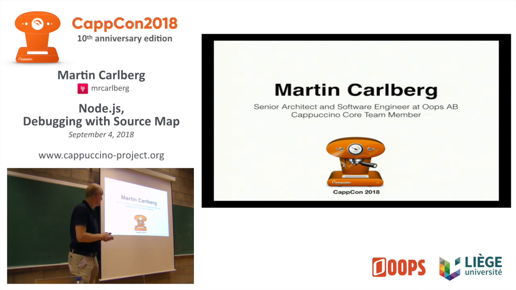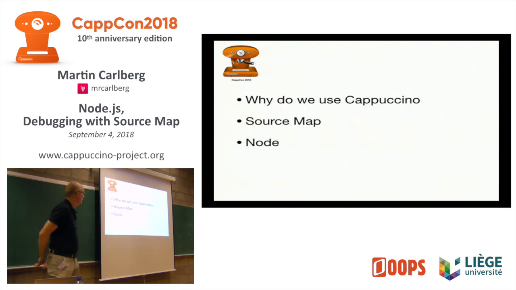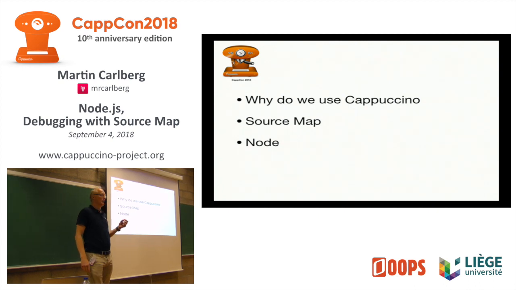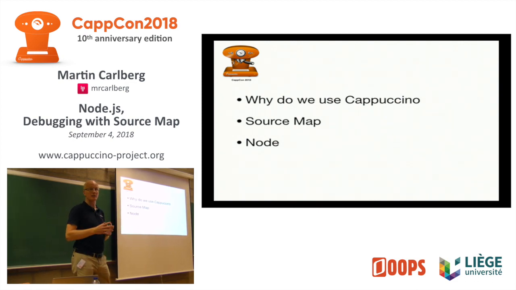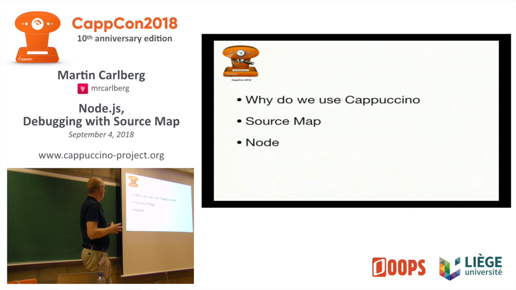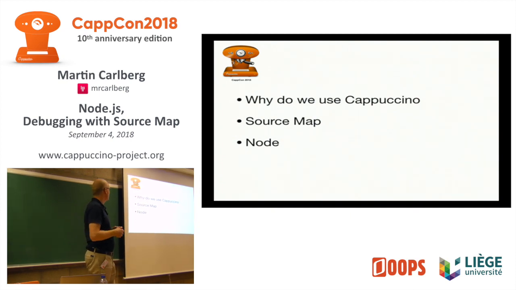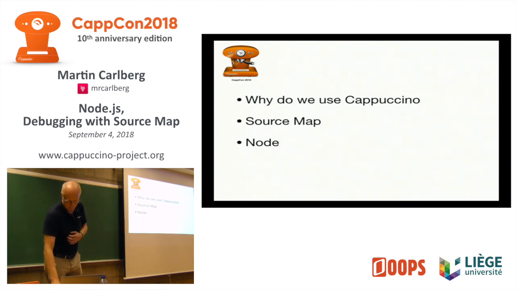I'm going to talk a little bit today about three things. First, I'm going to start talking about why we use Cappuccino, and I'm going to talk about source map and how we debug things in the debugger at the moment, which is a much better experience than we had before. And also I'm going to talk a little bit about Node, where we are right now and how we're going to move forward about that.